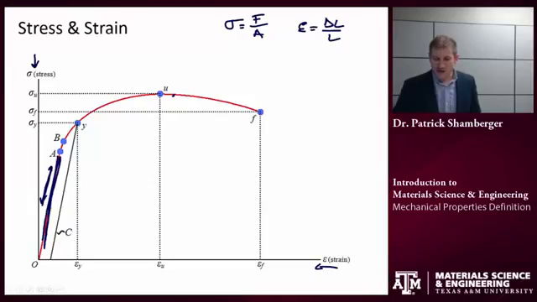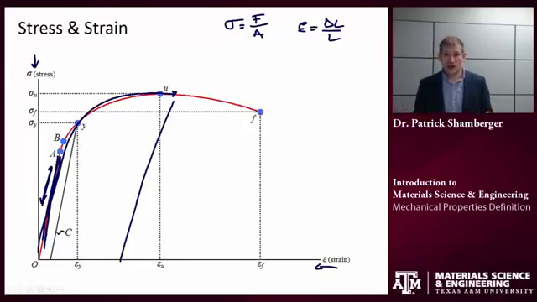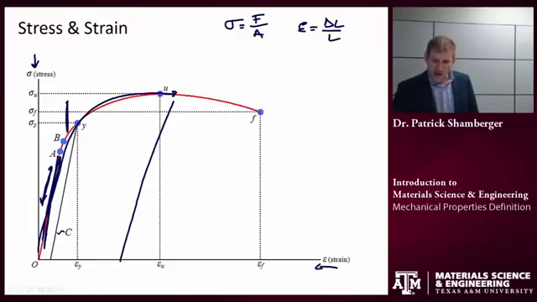Now, somewhere out here, we've gone off that linear path. And so if I was to deform a material all the way out to here, I'm applying a lot of stress now. If I remove that stress, I have some irrecoverable strain. And so that would be the plastic deformation. So somewhere in here, there's a distinction between this elastic and plastic deformation. So let's look at that in a little bit more detail.